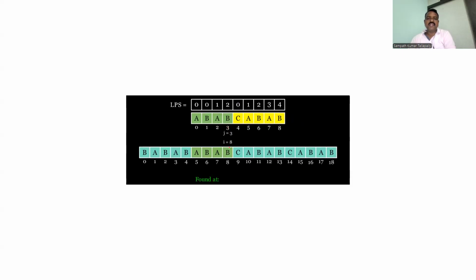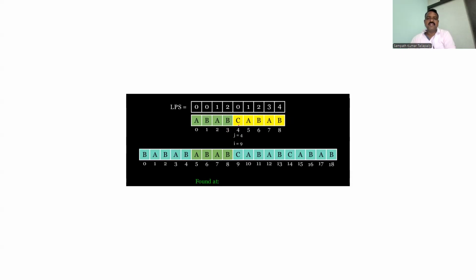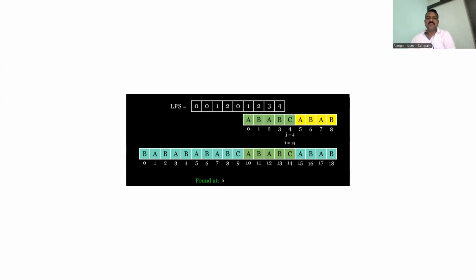Then we increment my J and I. It is also equal, they are also equal. Now, these characters are equal. Now, whenever all elements of my substring are found in my actual string, then we'll say the element is found at my fifth place. After this element is found, we are going to take that index here, and now we are going to shift the control from here to here. Done. Now again we are going to check whether it is found or not.